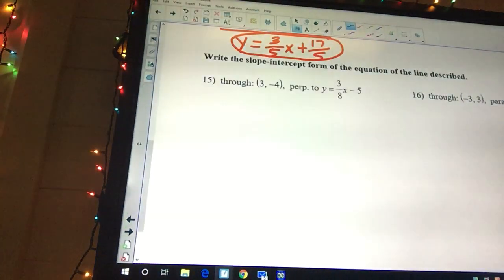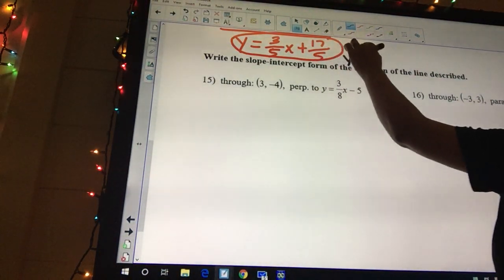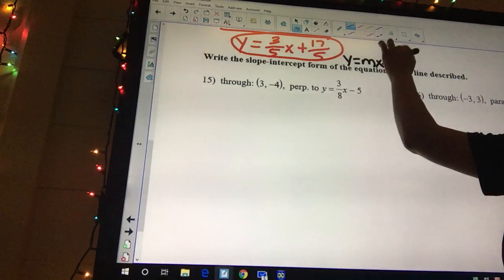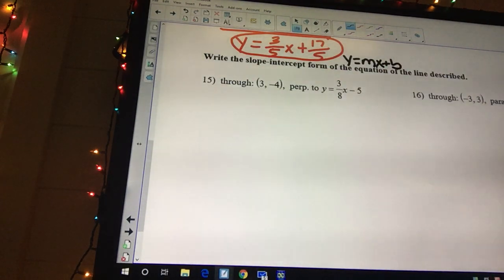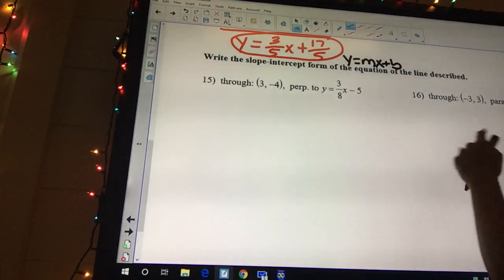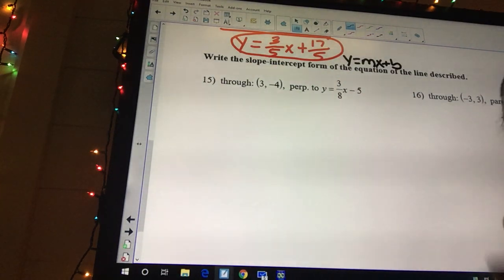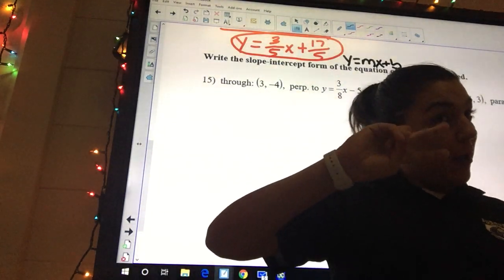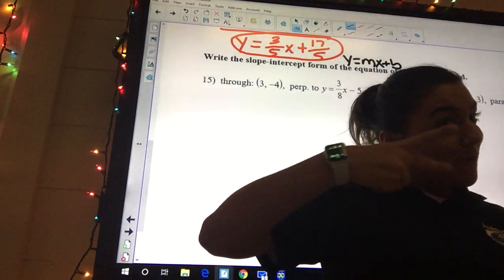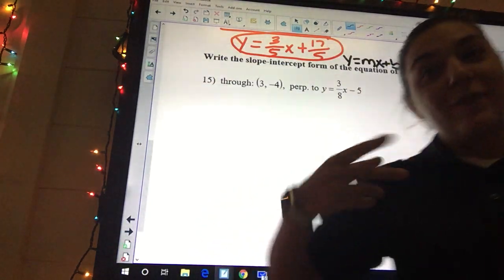Number one says, write the slope-intercept form. So this is what my answer needs to look like. Okay, with perpendicular, I need to do two things. What are they? I'll give you a hint. Flip, and if it's negative, make it positive. If it's positive, make it negative.